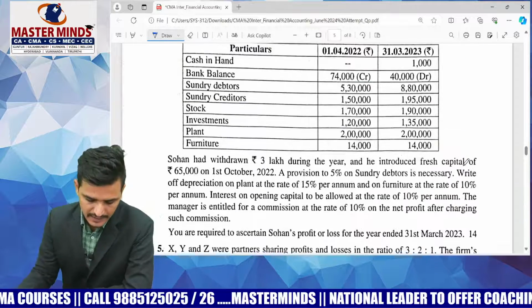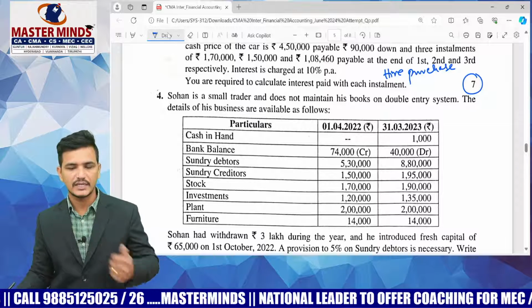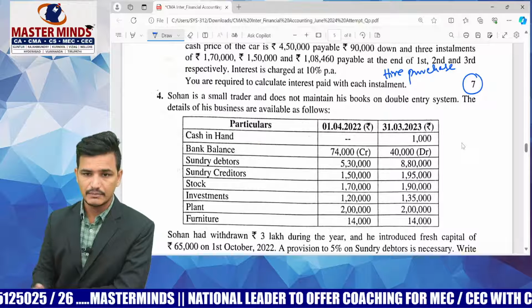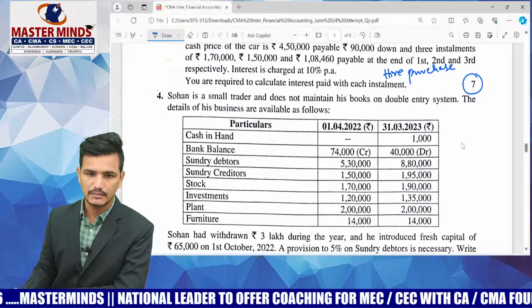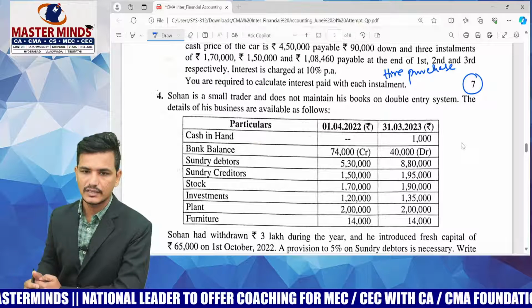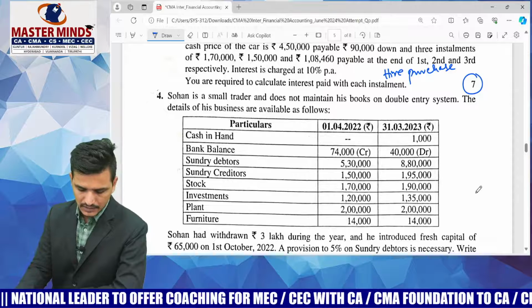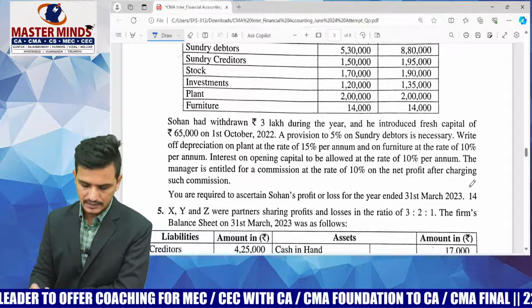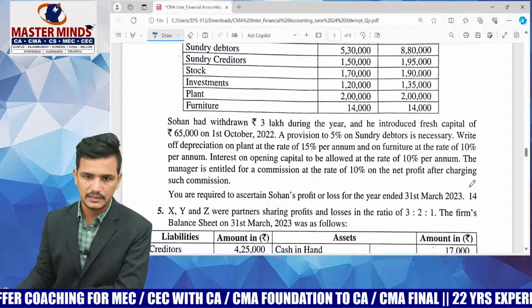Next, in the single entry chapter, that is, preparation of financial statements from incomplete records. Generally, in every attempt they ask a problem from the conversion method, but in this attempt they have given the question based on the capital comparison method. This kind of problem we have already covered in our material, I think CRD2 and assignment 2. After solving these two problems, you can comfortably answer this question.